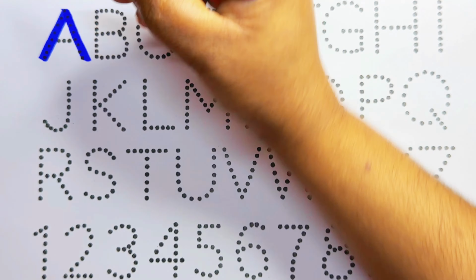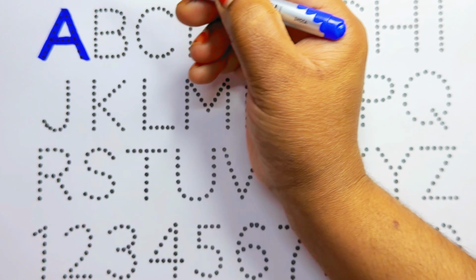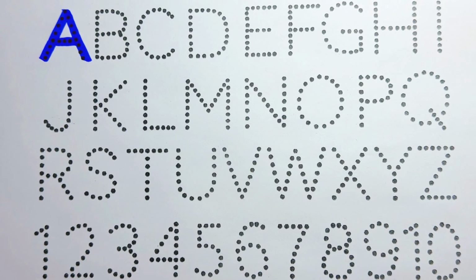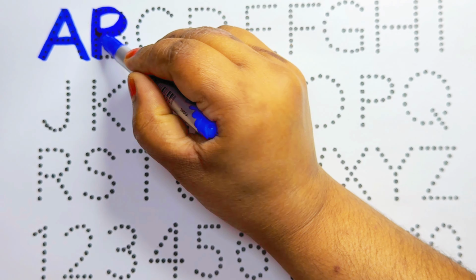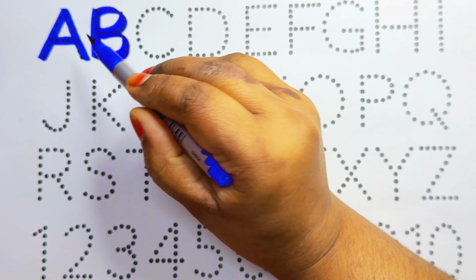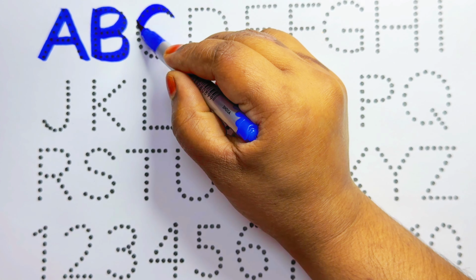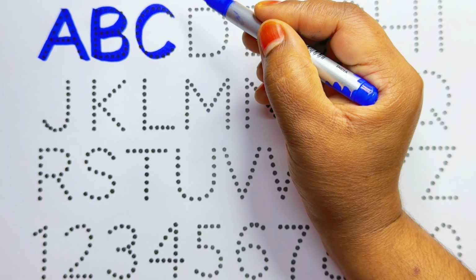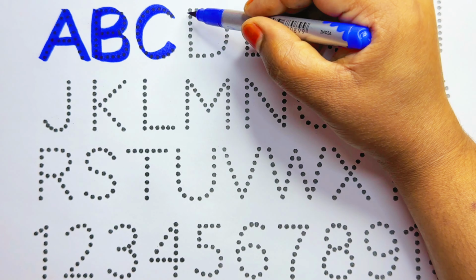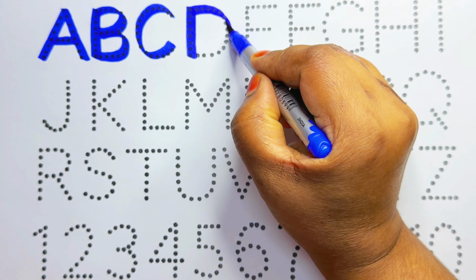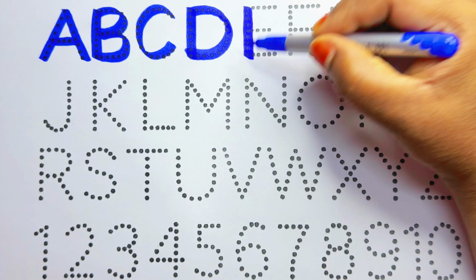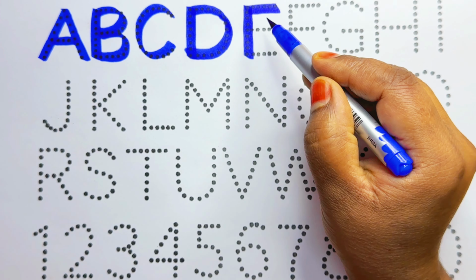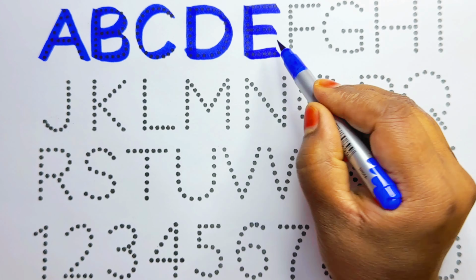A for actor. A for actress. B for brain. B for broccoli. C for computer. C for camel. D for doctor. D for dinosaur. E for elephant. E for earth.